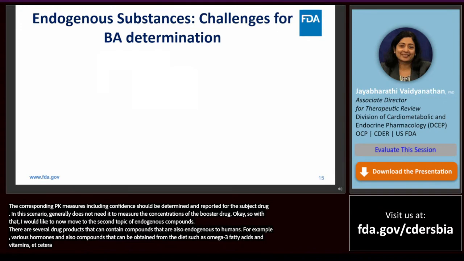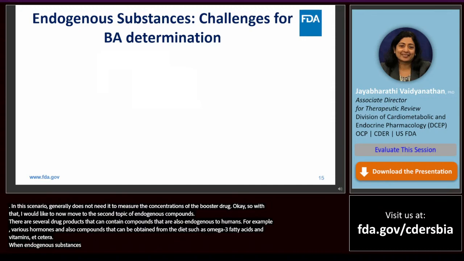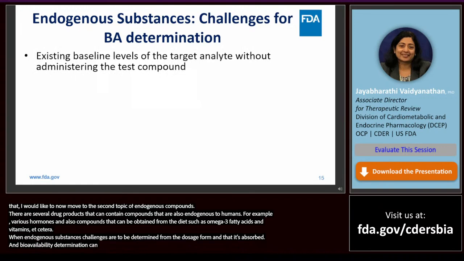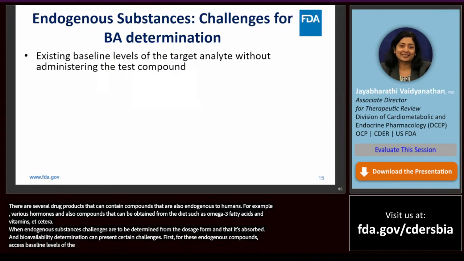When the endogenous substances are identical to the drug that is being administered, it can be difficult to determine the amount of drug released from the dosage form and that is absorbed. And bioavailability determination can present certain challenges. First, for these endogenous compounds, there exist baseline levels of the target analyte without administering the test compound.